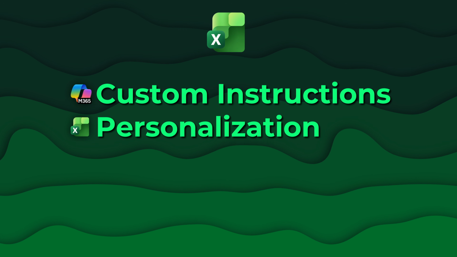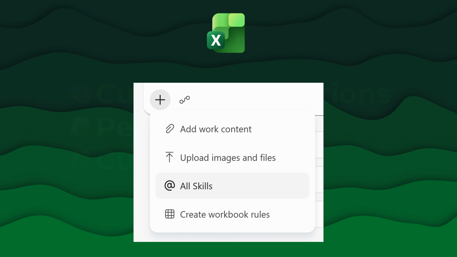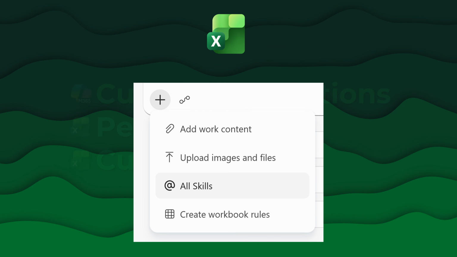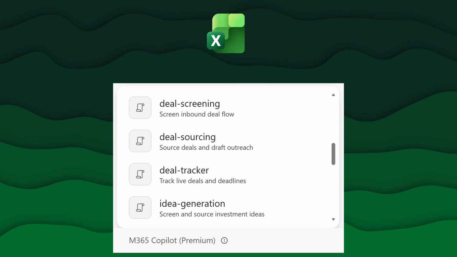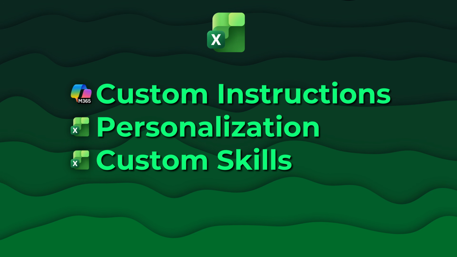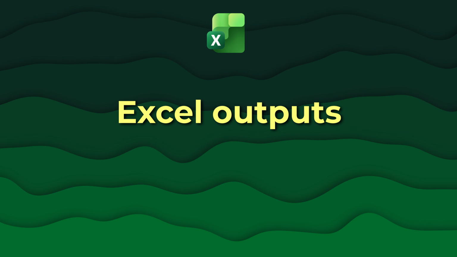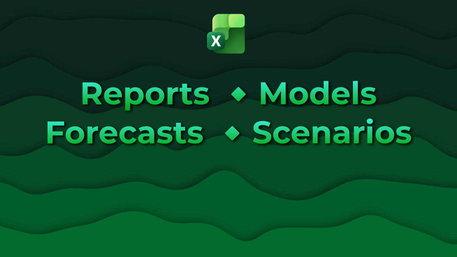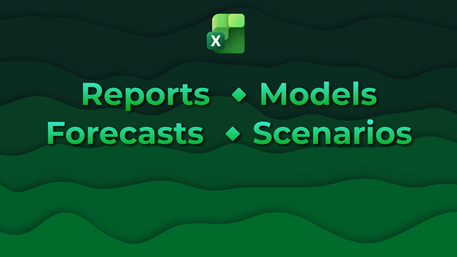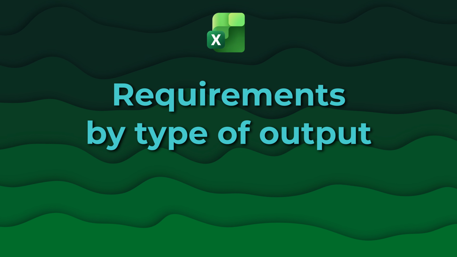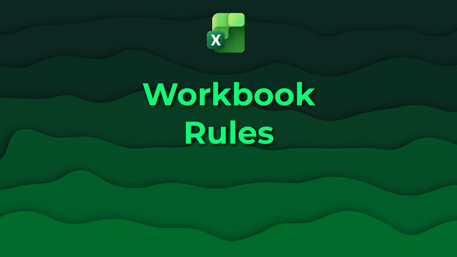Another new thing inside Excel is skills. In a prompt, you can pick and choose the skills which are relevant, or you can customize the skills and create your own. We will cover skills in a separate video. Now let's focus on rules. Think of different types of Excel files we create, like reports, models, forecasts, scenarios, and so on. For each of these types, you may have some very specific requirements, and those we should put in Workbook Rules.